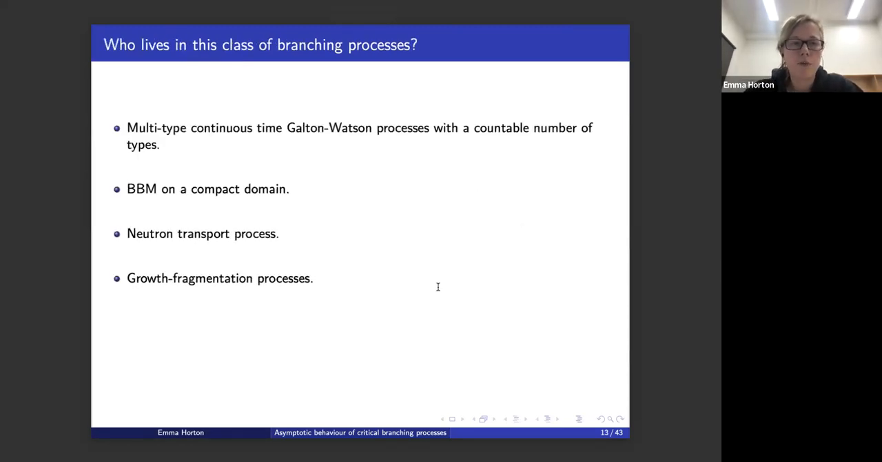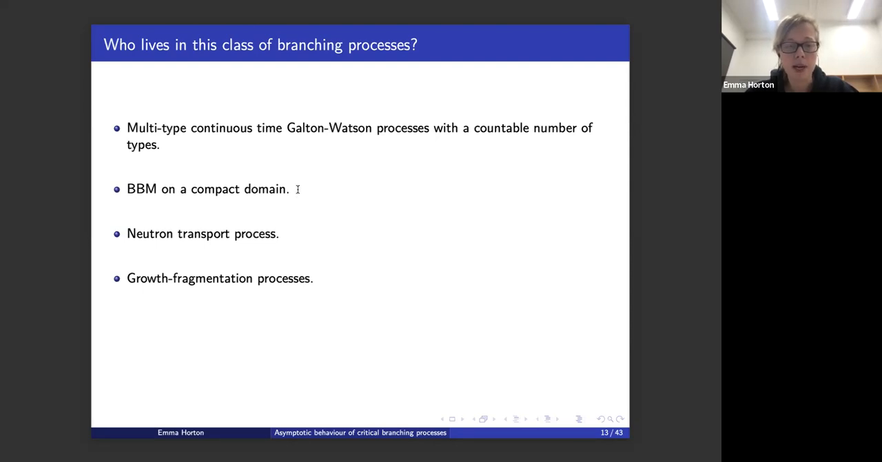So what kind of processes live in this class of spatial branching processes? Just to name a few, we have the multi-type continuous time Galton-Watson process with a countable number of types. I know Andreas Kyprianou worked on this with a PhD student back in 2016, I think. And I'm sure many, many other people have worked on this.